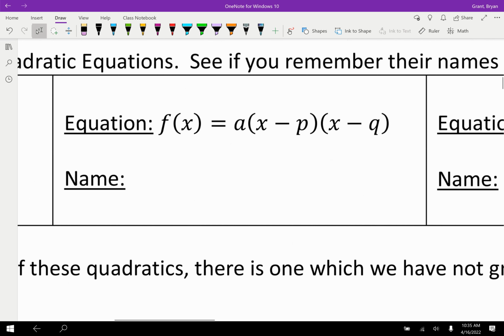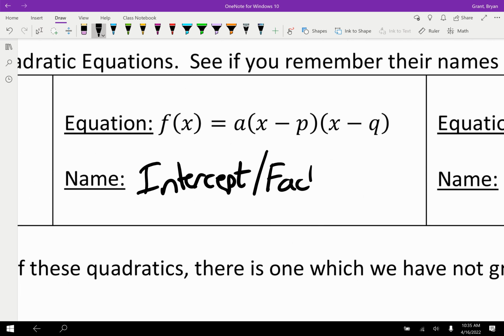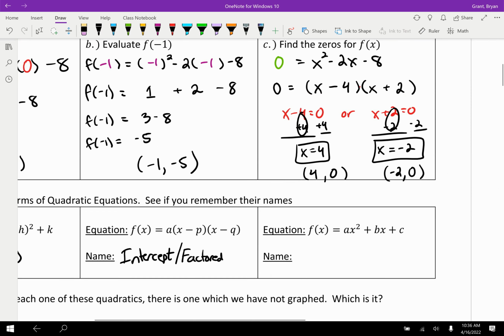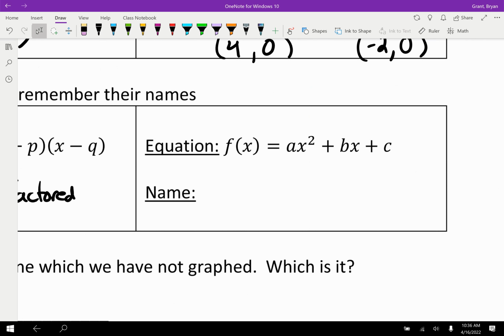The second type of equation that we've practiced the last couple classes is this intercept form. And I mentioned sometimes it's called factored form as well, which should be pretty obvious because it's in factored form. And it's intercept form because it's very, very easy to find the x-intercepts, right? You take your factors, set them equal to 0, just like we did up here, and the x-intercepts are pretty darn straightforward. This last one we've mentioned already once today is called standard form.